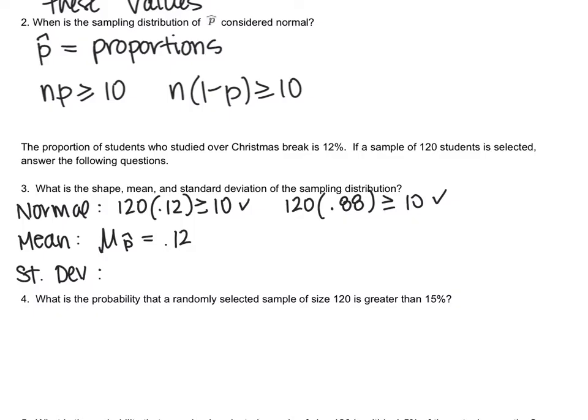Okay. So our standard deviation, remember the formula for the standard deviation is the square root of p, so 0.12, times 1 minus p, which is 0.88, all over n, which is 120. So 0.12 times 0.88 is 0.1056, divide by 120, and then we take the square root, and we get 0.03. It's actually 0.02966, which we typically do 2 decimal places for standard deviation. We end up with 0.03.